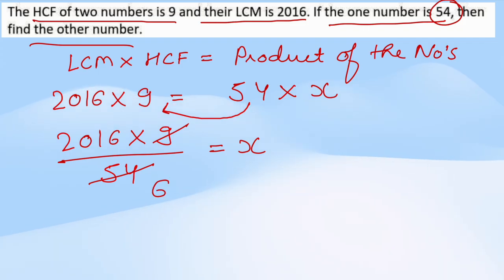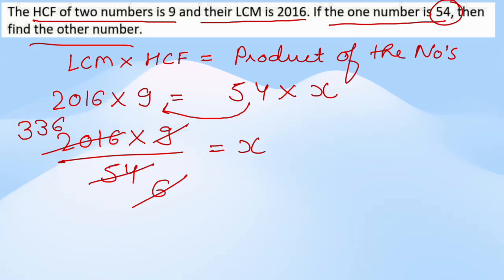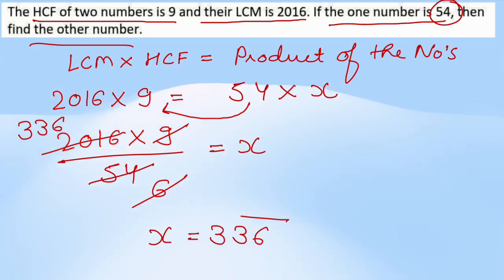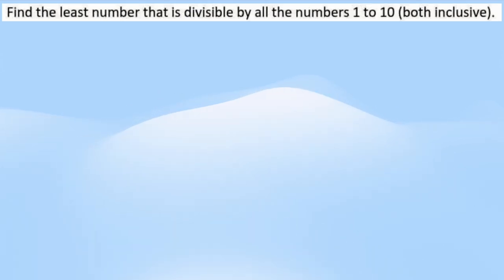We can cancel them out, right? Now, how much? 336. It means the other number is 336. Hope it is also clear. Let's see the next question now.